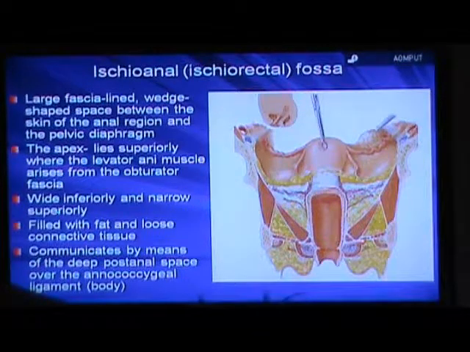This fossa is wide inferiorly and narrow superiorly. It is filled with fat and loose connective tissue. The ischiorectal fossa communicates by means of the deep postanal space over the anococcygeal ligament.